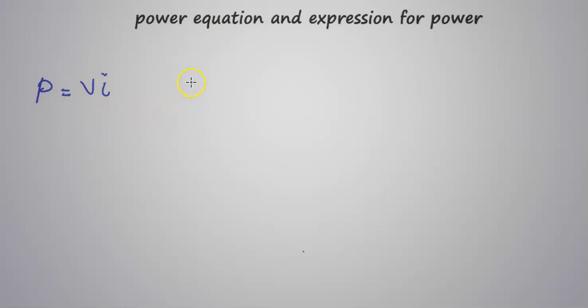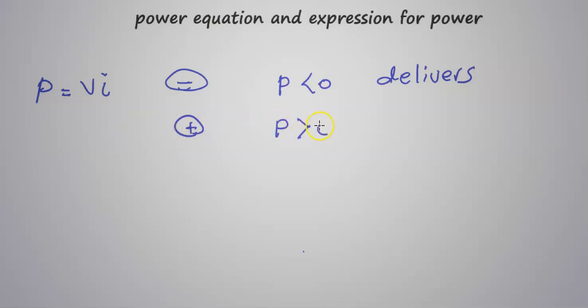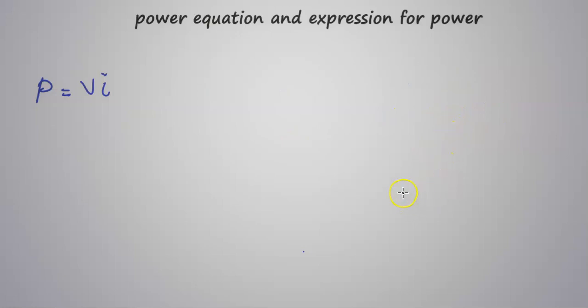So if we have a negative sign, if P is less than zero, we have a negative power, which means it delivers power. If power is greater than zero, we say it supplies power. So we use this equation in two forms.